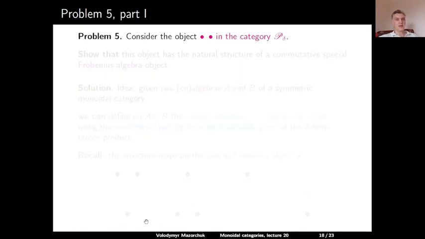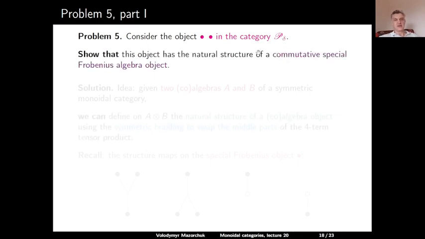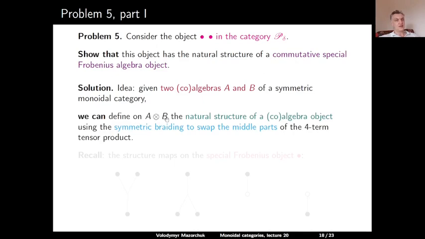Problem 5. Consider the object 2 bullets in the partition category P with parameter delta. Show that this object has the natural structure of a commutative special Frobenius algebra object. Solution. The idea of this solution is to follow the following general fact. Given two algebra objects or two coalgebra objects A and B of a symmetric monoidal category, we can define on their tensor product A tensor B the natural structure of an algebra, respectively coalgebra object.